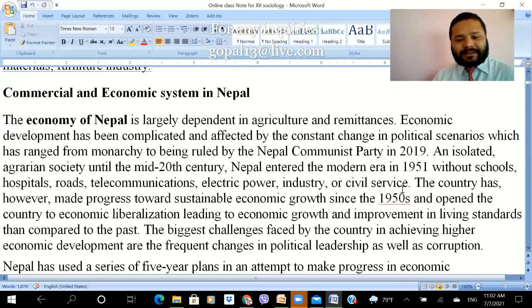The biggest challenges faced by the country in achieving higher economic development are the frequent changes in political leaders as well as corruption. These two things are really important that we need to understand whenever we learn about the commercial and economic system. Okay? Political instability and corruption. These are two highly discussed discourses in the Nepalese commercial and economic system.